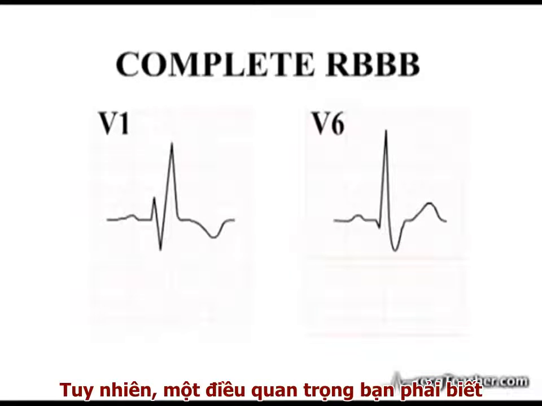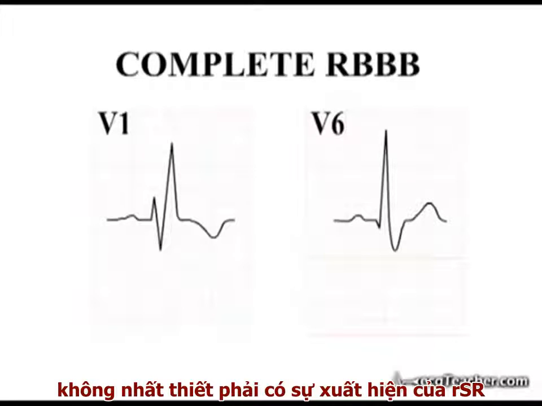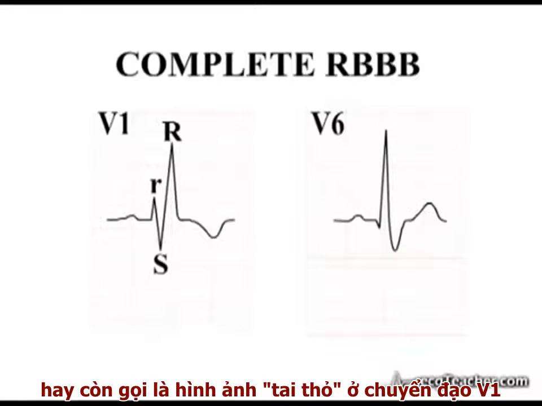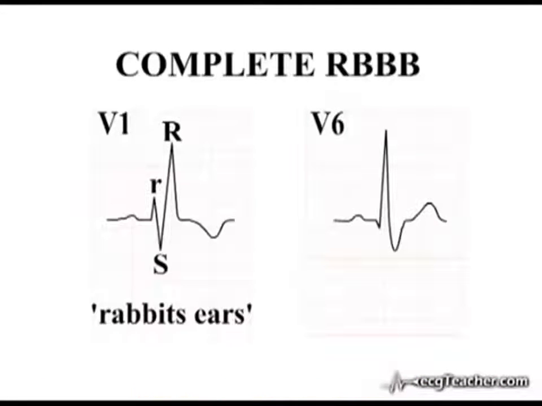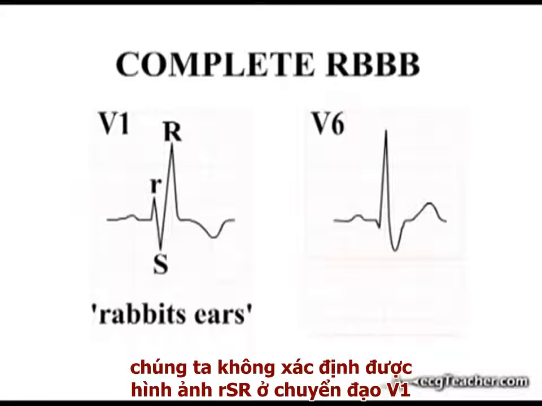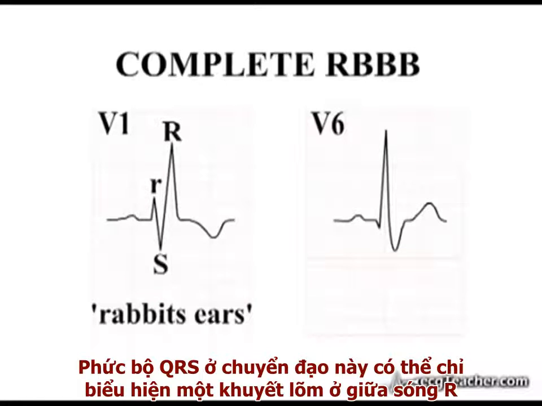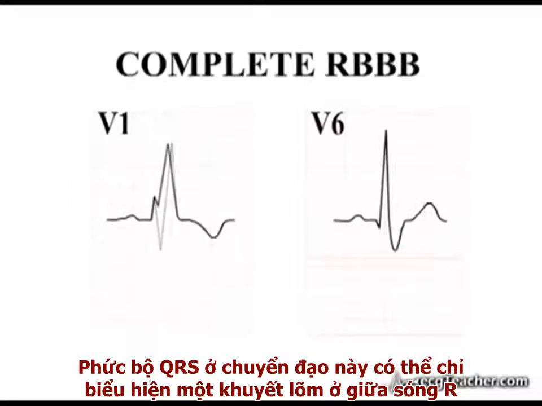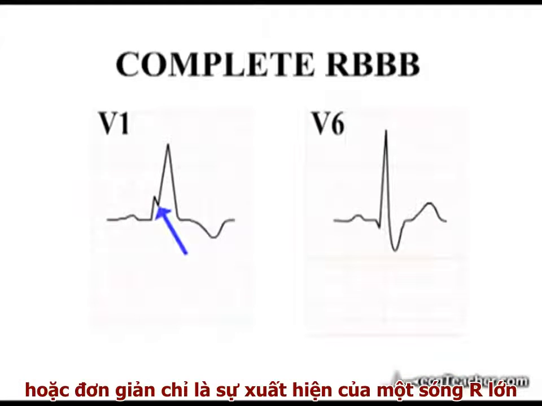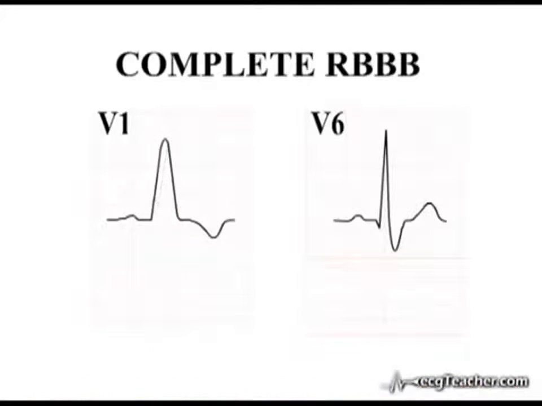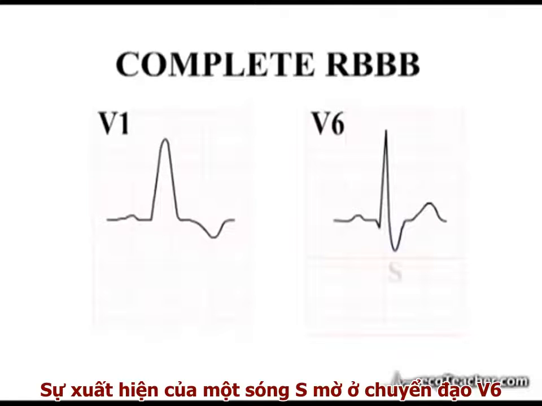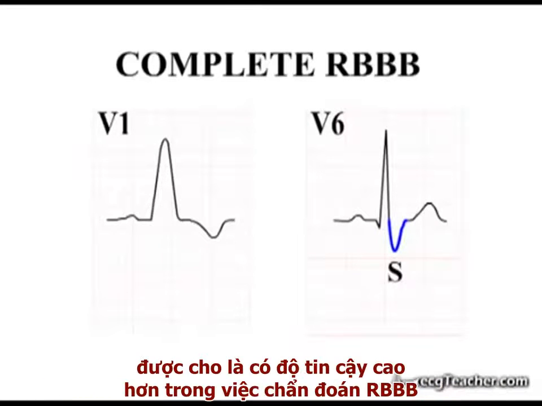However, it is important not to become over-reliant on the presence of the RSR pattern, or so-called rabbit's ears appearance, in V1 to make the diagnosis. In many cases of right bundle branch block, the RSR pattern in V1 is not identifiable. The QRS complex in this lead either demonstrates a small notch between the two R waves or has the appearance of one large R wave. The presence of a slurred S wave in lead V6 is said to be more reliable in the diagnosis of right bundle branch block.